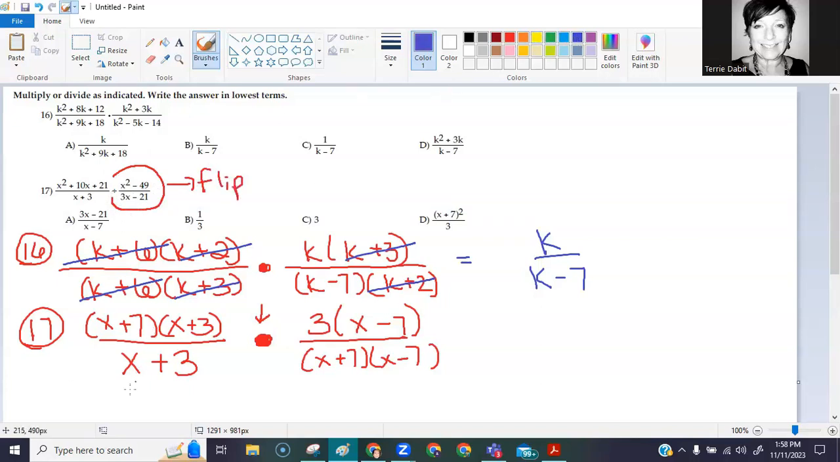Now it's time to cross off our commons. X plus 3 is a common. X plus 7 is a common. X minus 7 is a common. And you'll notice that you're only left with the number 3.